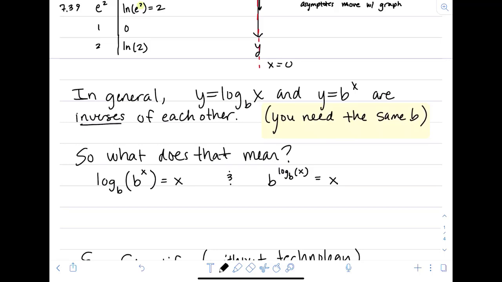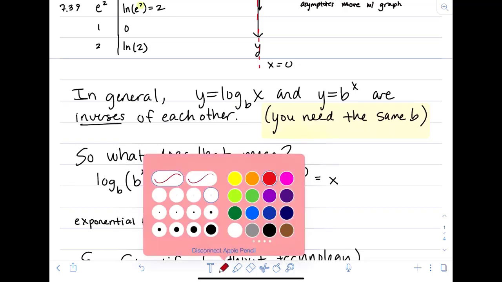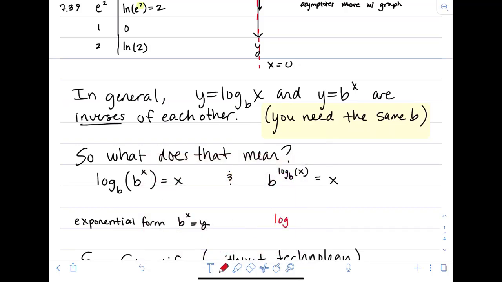So in general, there's always a relationship that can allow us to go from exponential form, which is, let's say, b to the x equals y, into logarithm form. Let's use another color. Log base b of y equals x. Okay, so these are equivalent expressions to each other, and sometimes it's more helpful to think of the other form basically.